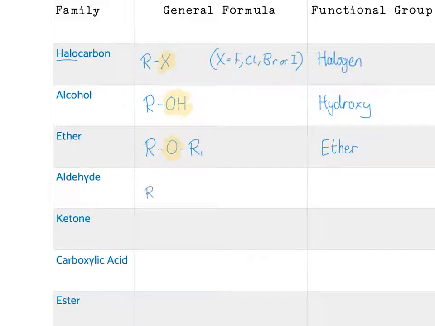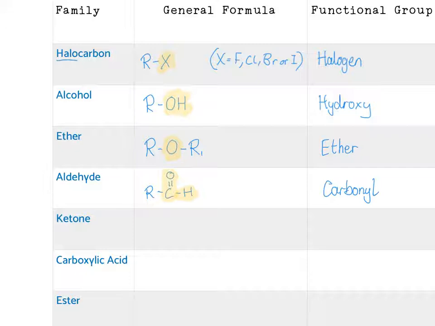Aldehydes are an alkyl group attached to a carbon which is attached to a double bond oxygen, and then the fourth bond on that carbon is a hydrogen, and it has to be a hydrogen in order for it to be an aldehyde. The important bit about this though, the functional group, is the C double bonded to the oxygen, and C double bond O is called a carbonyl group. You do have to pay attention though, as I said, that the fourth bond on that carbon is a hydrogen.